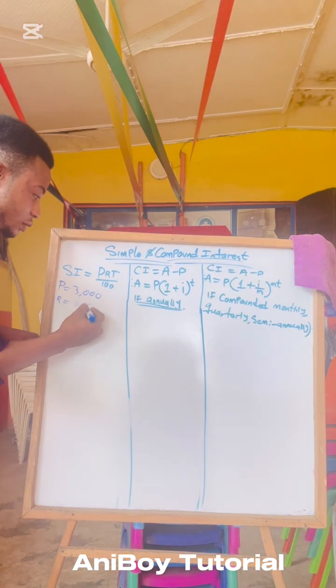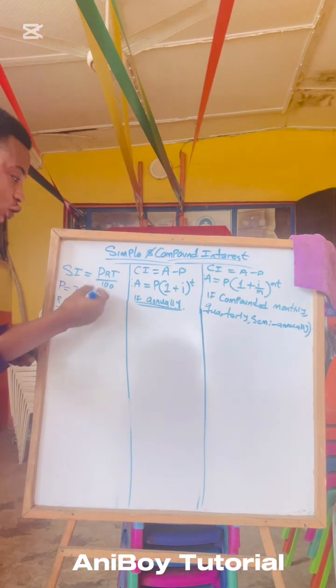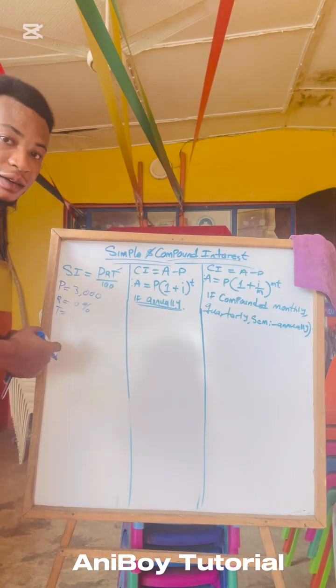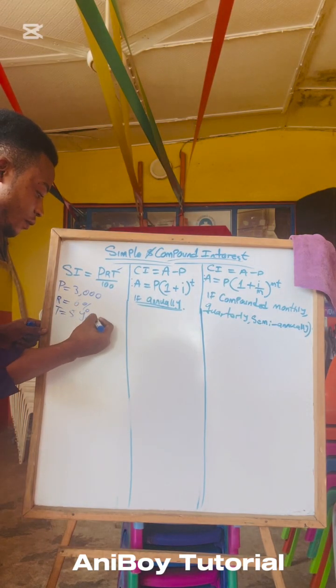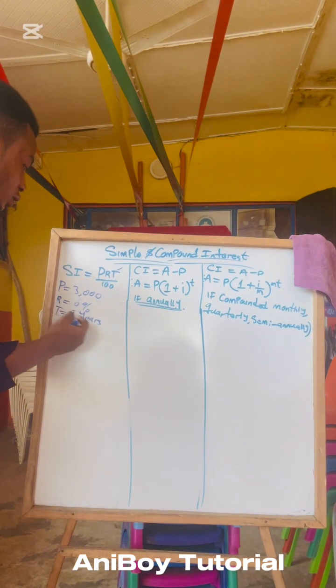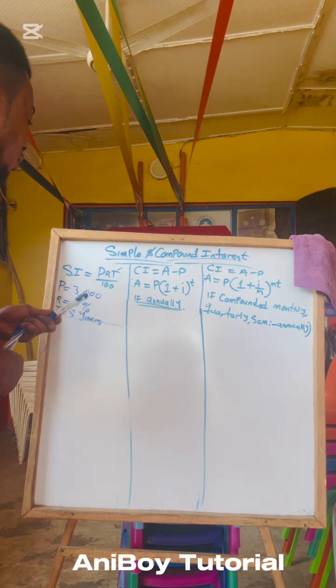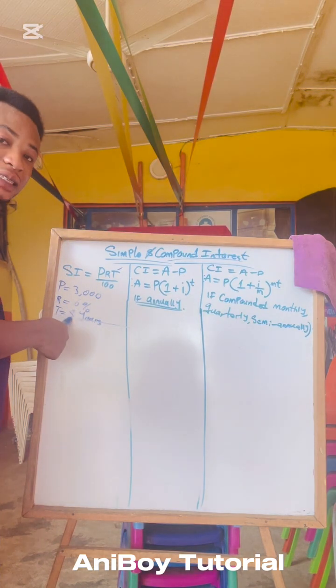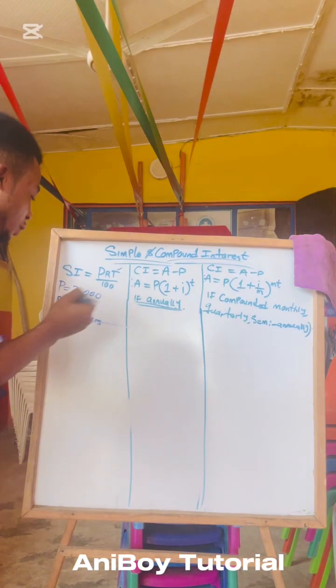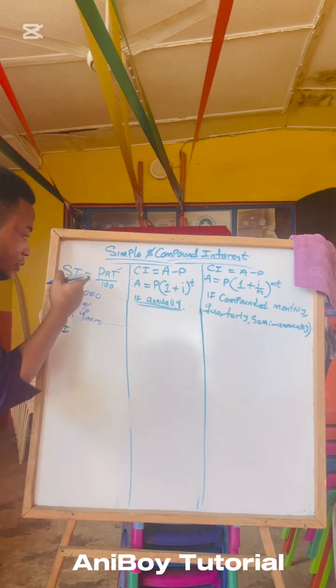The rate is 6%, and the time, T. Usually the time means years. And we say that we are looking at 5 years. So this is the question. So we have to find the simple interest on 3,000 if invested at the rate of 6% in 5 years. So we are going to apply the same formula as it is written here.